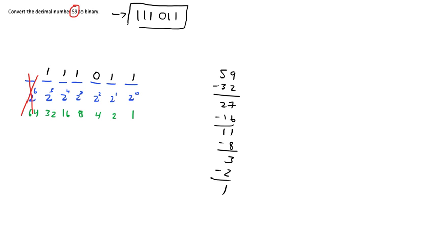Remember, in binary, the prefix bi is 2, so there's only 2 numbers we should see in binary: 1 and 0.